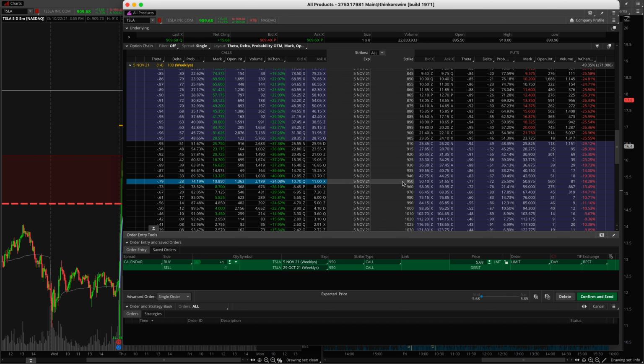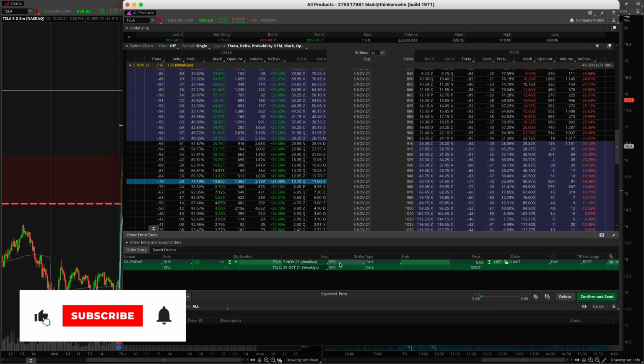And if Tesla closed below 950 this week, we would collect 100% of the credit for this one, and then we'd be allowed to continue to hold our 950 call into the following week. You guys already see how even better that is for swinging options.